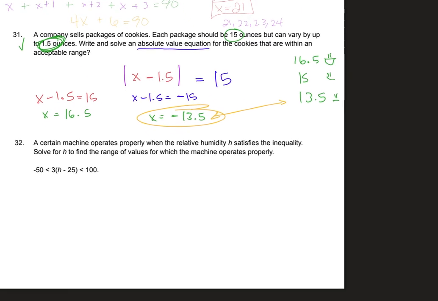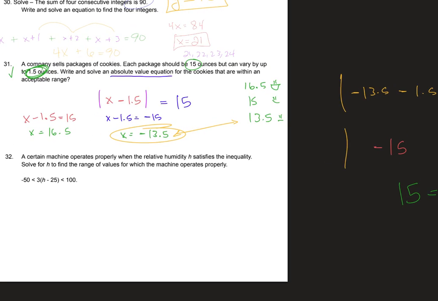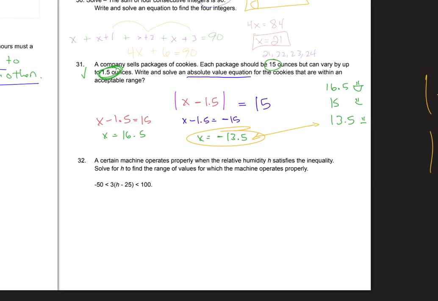So I'm going to slide over here. The absolute value of negative 13.5 minus 1.5 equals 15. We'll check this out. Absolute value bars. What's negative 13.5 minus 1.5? It's negative 15. So we know that the absolute value of negative 15 is 15, and does 15 equal 15? Yes, it does.